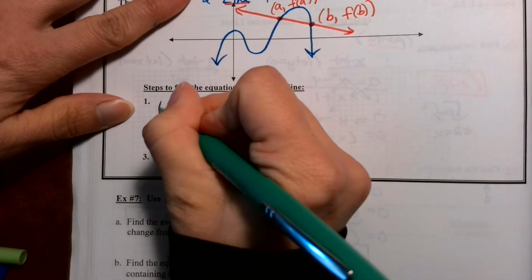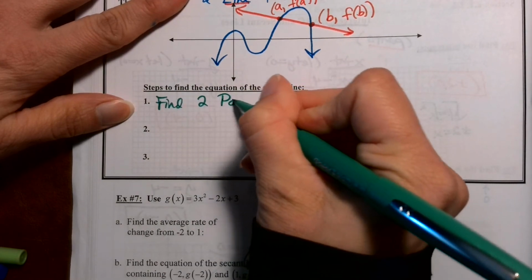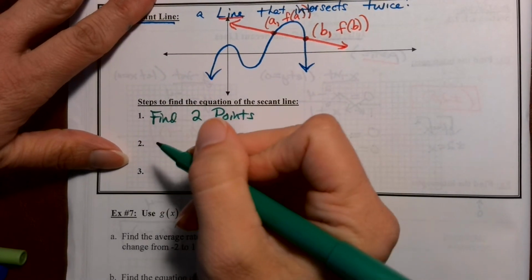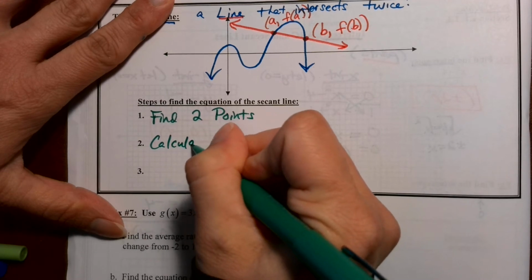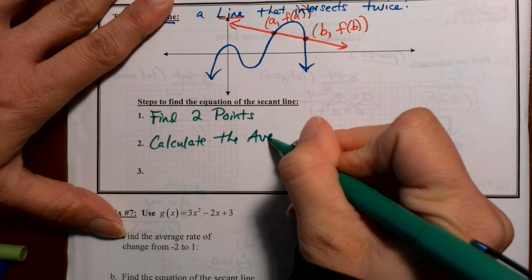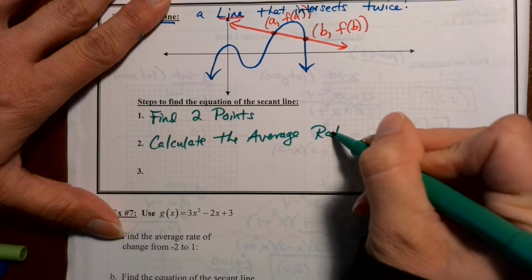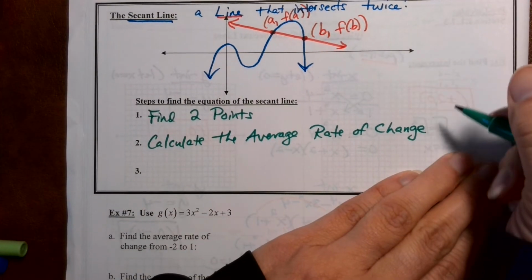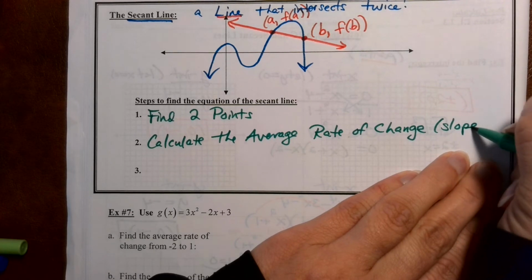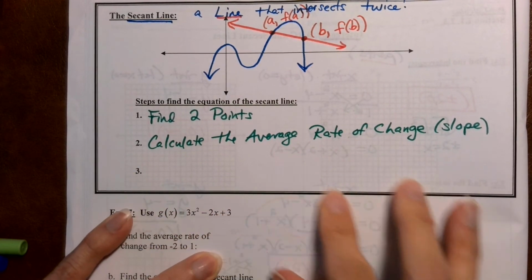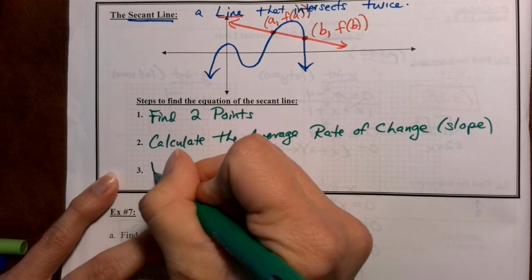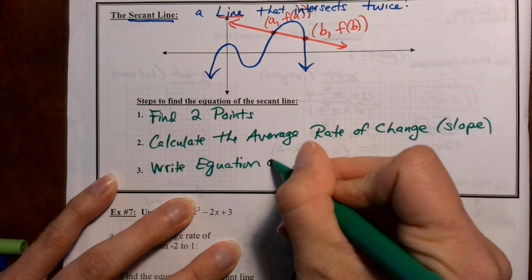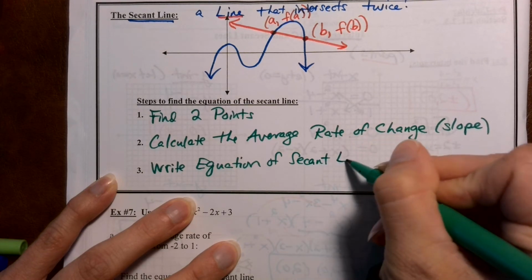The first step is going to be find 2 points, just like it was a second ago. After you find 2 points, you're going to calculate the average rate of change. That's what we just did on the previous page. I'm going to call this the slope. After you find the average rate of change, we're going to write the equation of the secant line. Write the equation of a line.